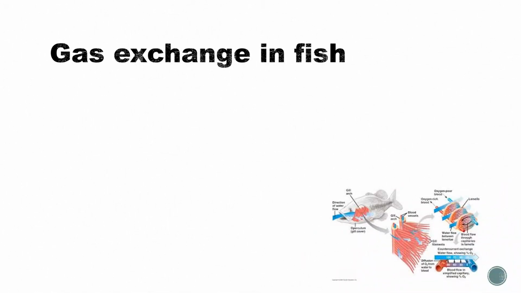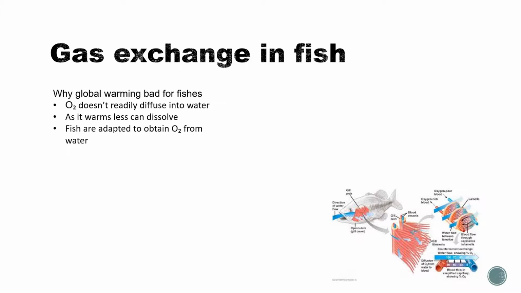Gas exchange in fish. Why is global warming bad for fish? Well, it's because oxygen doesn't readily diffuse into water, and as it warms, less oxygen can dissolve. Fish are adapted to obtain oxygen from the water, so if there's less oxygen in the water, then there's less oxygen available for the fish.